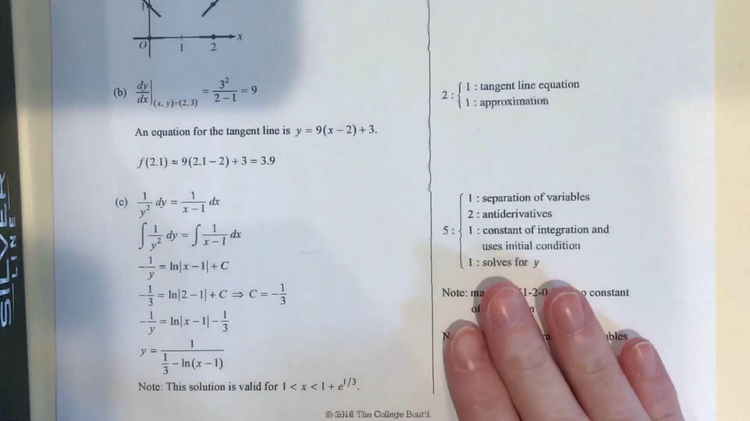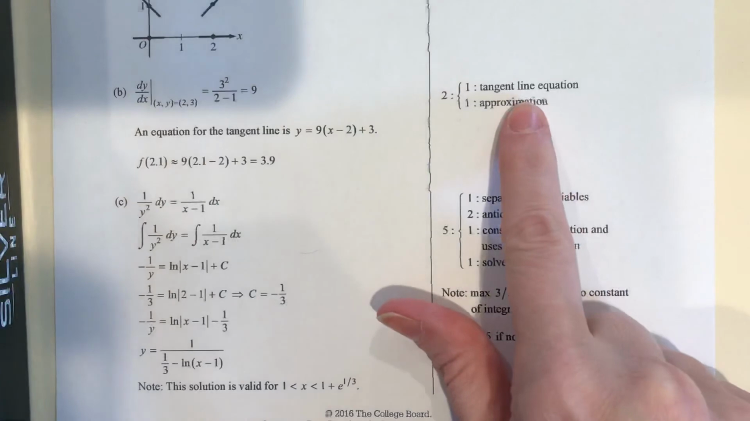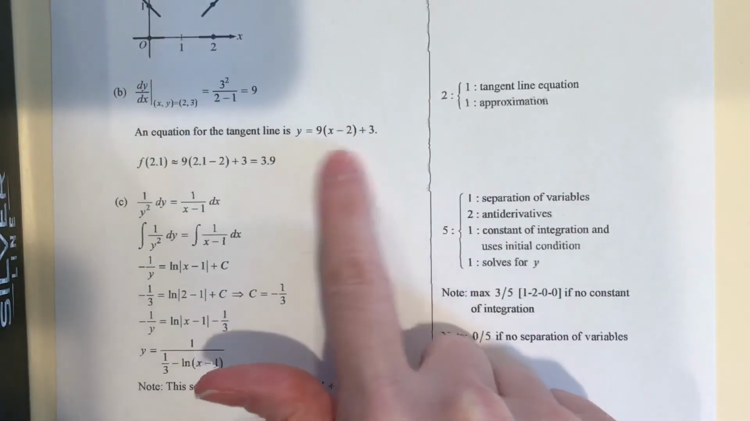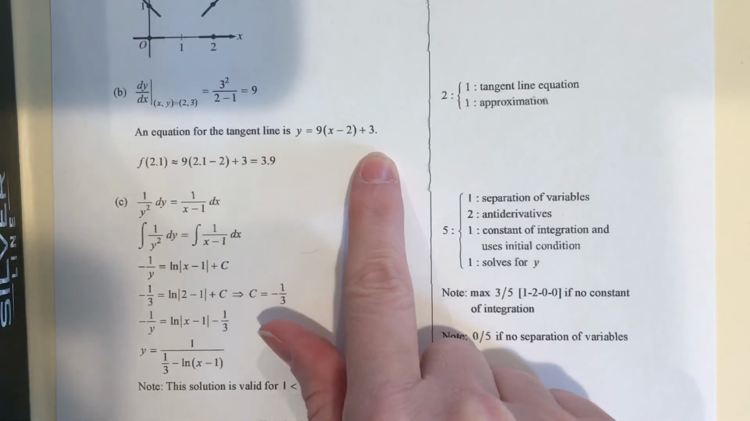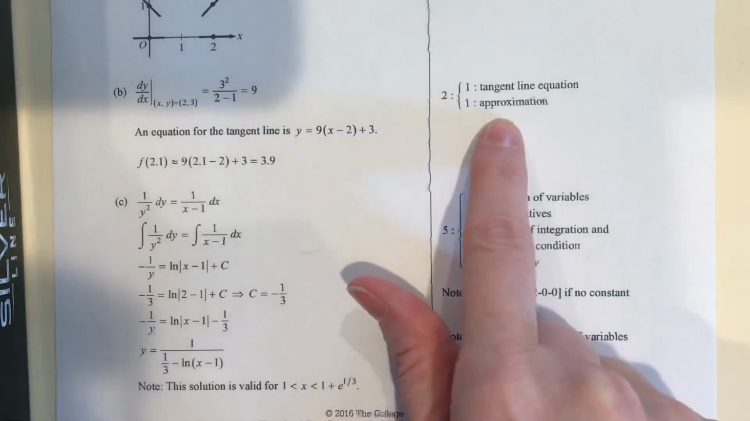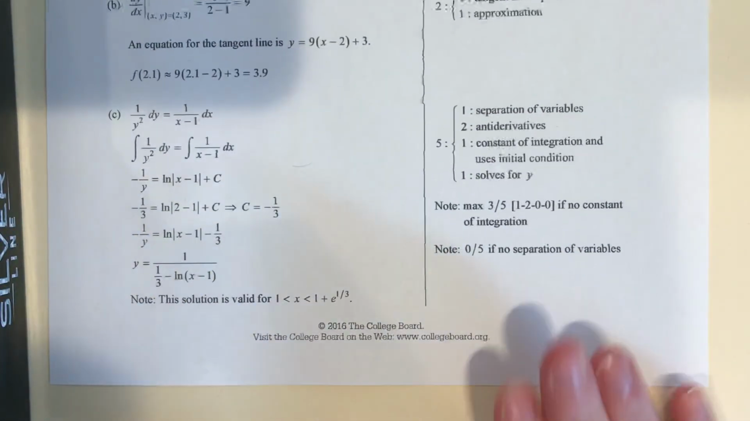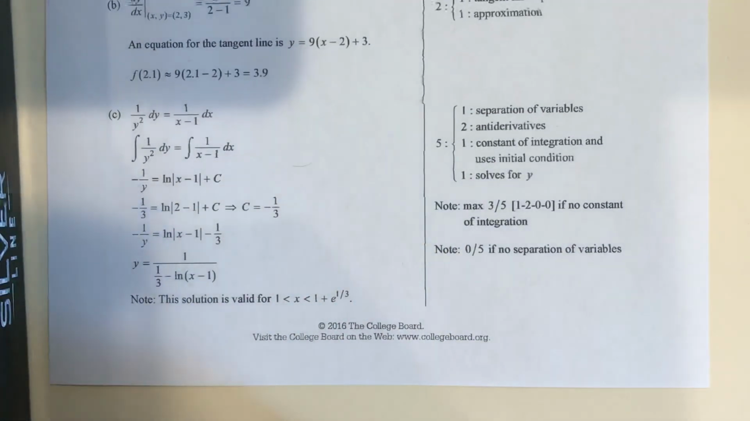Part B, I went over as well. You get 1 point for your tangent line approximation. Now they moved the 3 over to the other side. You don't have to do that. Remember, in calculus, you don't have to simplify. And then 1 point for your approximation. So C, there's 5 points. So let me go over how they grade this.